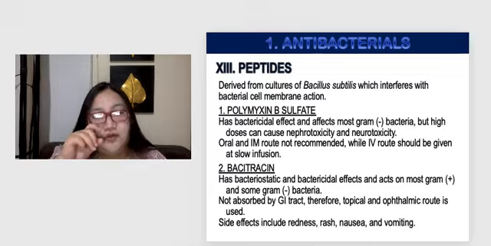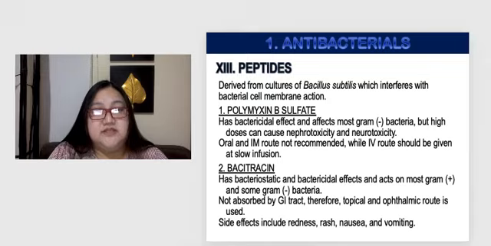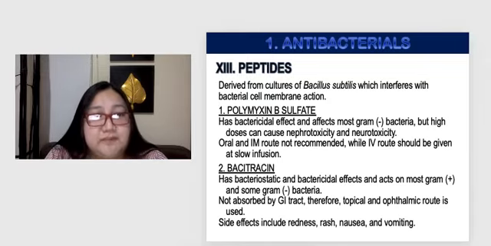They are derived from the Bacillus subtilis, and its mechanism of action is interfering with bacterial cell membrane. Si polymyxin B sulfate, bactericidal, most gram-negative, ang high doses, nephrotoxic and neurotoxic. Okay? Yung oral tsaka IM route, not recommended, while IV route should be given as a slow infusion and not as an IV push. Bacitracin, on the other hand, is bacteriostatic and bactericidal.